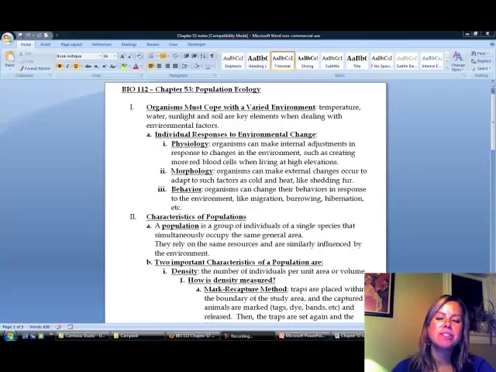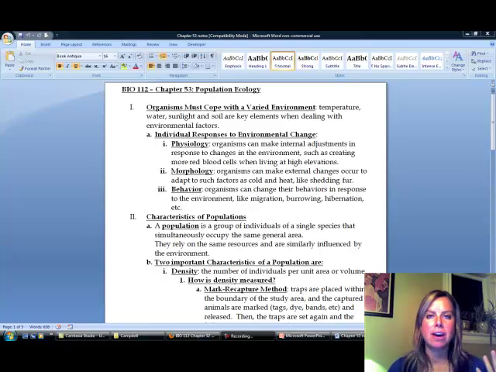Chapter 53. So this chapter has to do with some pretty cool stuff. You know when they say, oh, there's only 1,000 polar bears left, how do they know that? So we're going to get into what goes into a wildlife study and figuring out population counts and that type of thing. There's a lot of things you need to take into account.